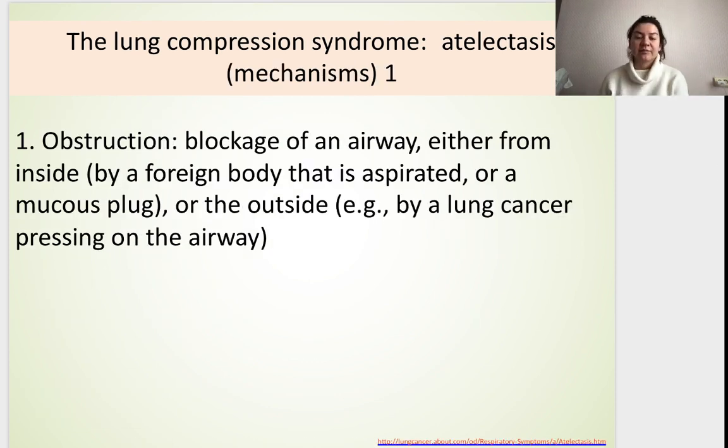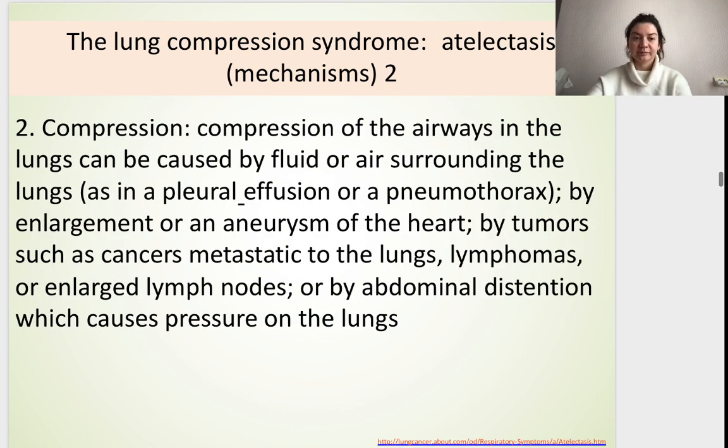Mechanisms of atelectasis. First, it is obstruction, blockage of an airway either from inside by a foreign body that is aspirated or a mucus plug, or from the outside, for example by lung cancer pressing on the airway. Second, compression. Compression of the airways in the lung can be caused by fluid or air surrounding the lungs, as in pleural effusion or pneumothorax, by the enlargement of an aneurysm of the heart, by tumors such as cancer metastatic to the lungs, lymphomas, or enlarged lymph nodes, or by abnormal distension which causes pressure on the lungs.